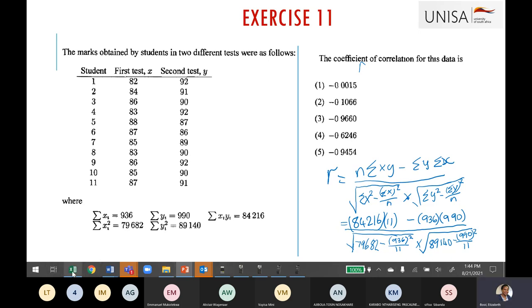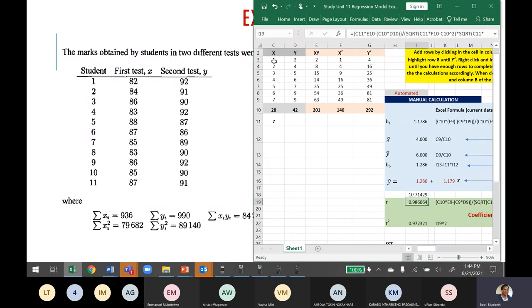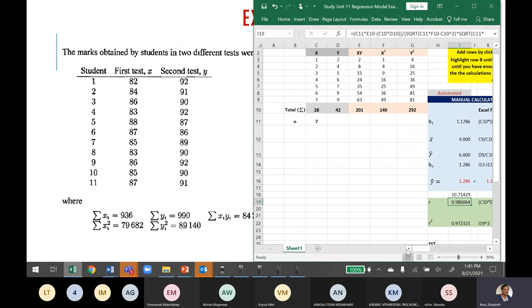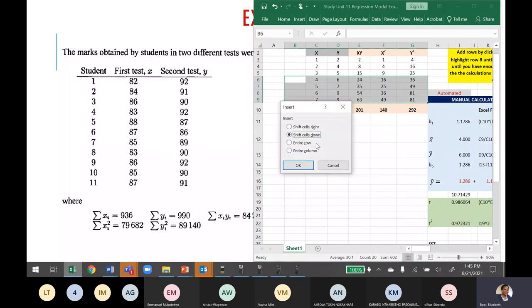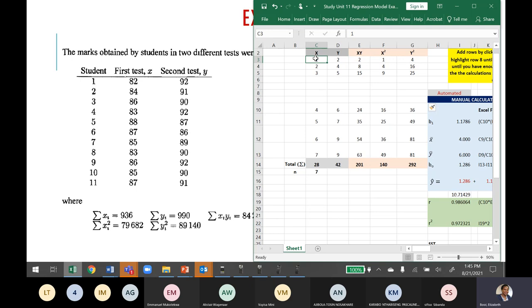If you use your formulas, you can use your Excel to capture the data. Here we have 7, so I need to add 1, 2, 3, 4. I need to add 4 columns. Since I know how many I want to add, I can select 4 rows, then say insert, and insert 4 rows.